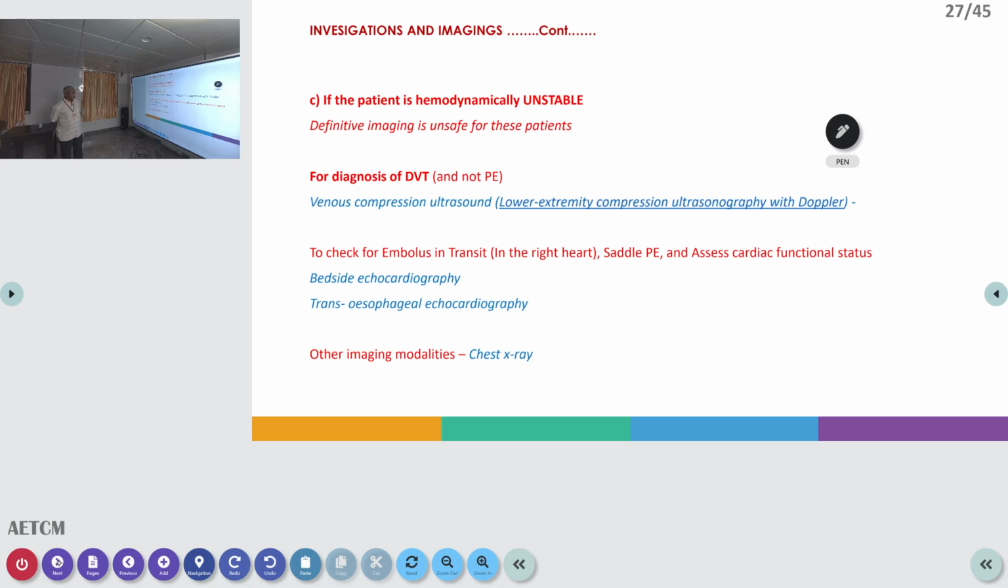This is to check for embolus in transit. As I told you, sometimes the emboli may be in the right ventricle itself. This may be detected with the help of bedside echocardiography, or if available, transesophageal echocardiography, which will be more sensitive and more accurate. And I have already talked about the chest X-ray also.